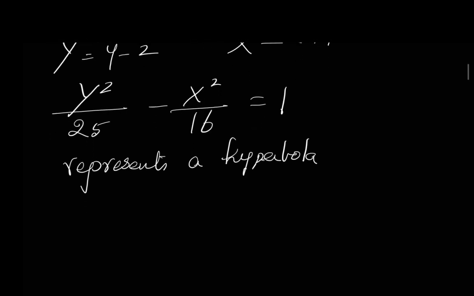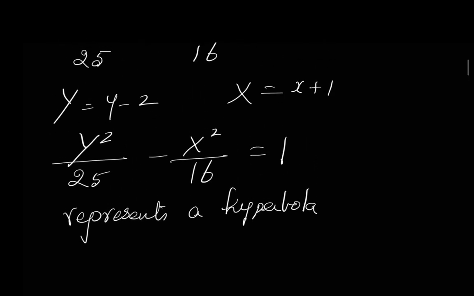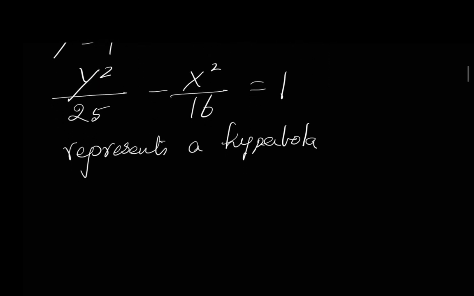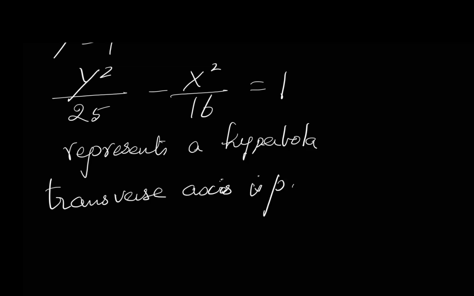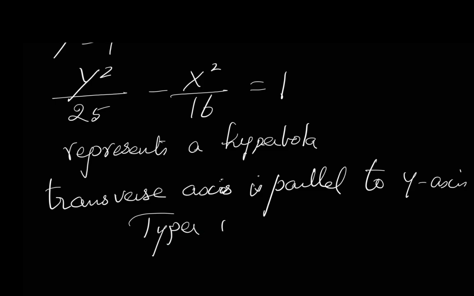See, also for a hyperbola, the first term should be x squared by a square minus y squared by b squared. But here we have the y term. Therefore, the transverse axis is parallel to y-axis. You will get parallel to y-axis in terms of small x and small y. And it is a type 2 hyperbola. Let me draw the hyperbola for this case.